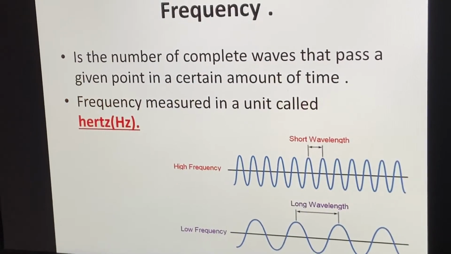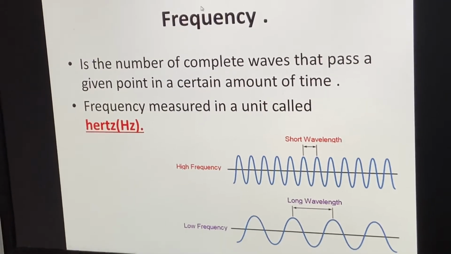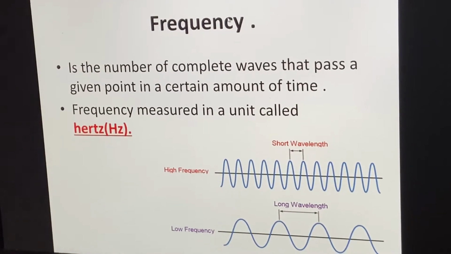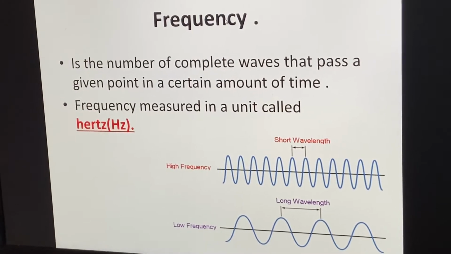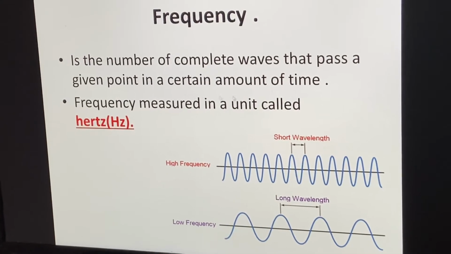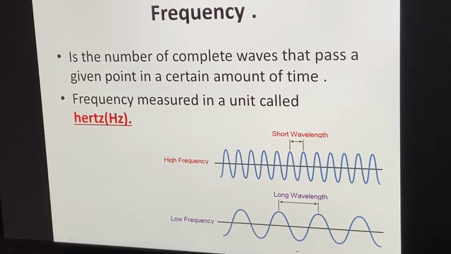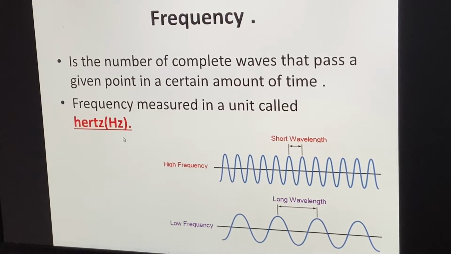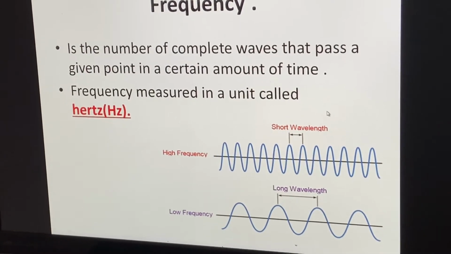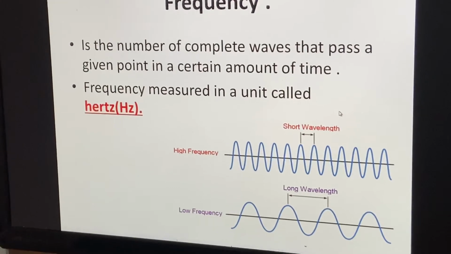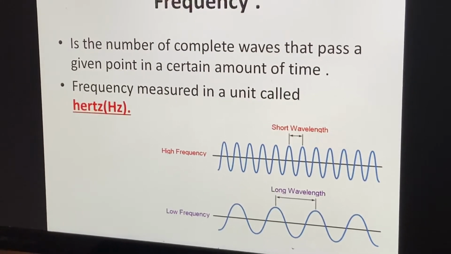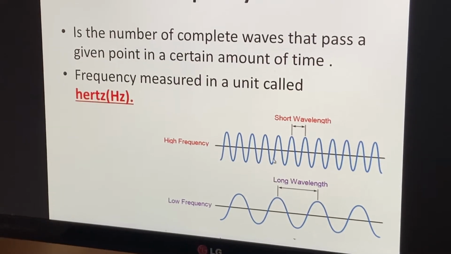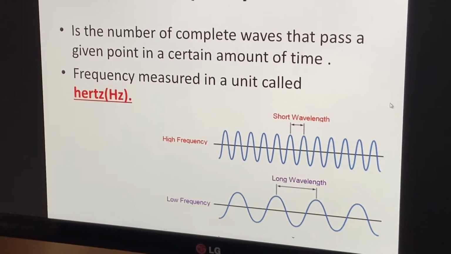Then you have the third one, which is the frequency. The frequency is the number of complete waves that pass a given point in a certain amount of time. The unit that we measure the frequency in is called hertz, or Hz. For example, if you have a rope and you start moving it from the end very quickly, the frequency will increase, so you're increasing the frequency.